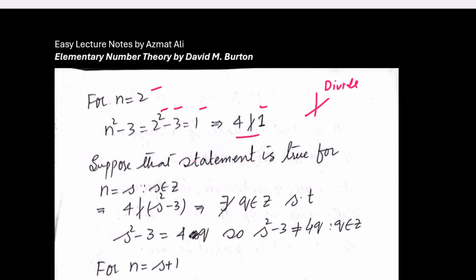Suppose that the statement is true for n equal to s, where s is an integer. It means 4 does not divide s square minus 3. This implies there does not exist an integer q such that s square minus 3 is equal to 4q. So s square minus 3 is not a multiple of 4. That is, s square minus 3 does not equal 4q.